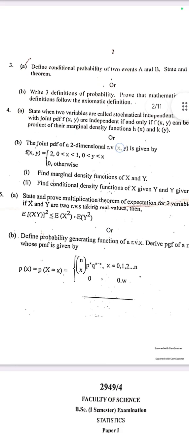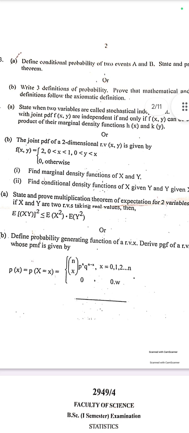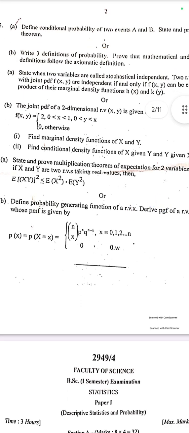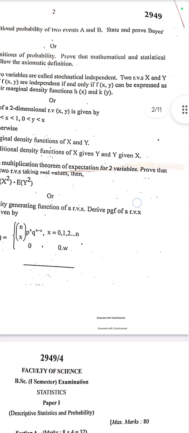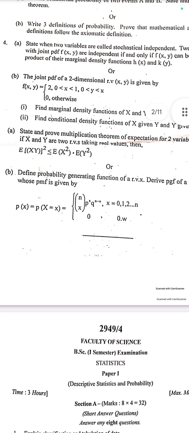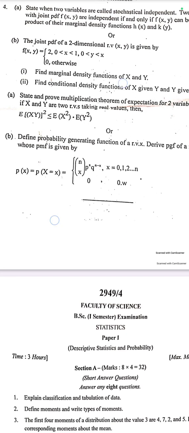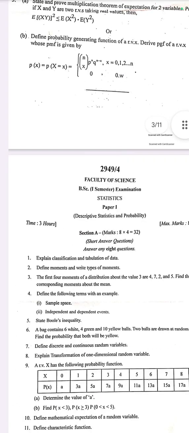The joint probability function is given here, and they ask you to find the marginal density functions. And very important: state and prove the multiplication theorem of expectation for two events, and also prove that the expectation of XY whole square is always less than or equal to expectation of X square into expected value of Y square, and the joint probability functions they are asking you.